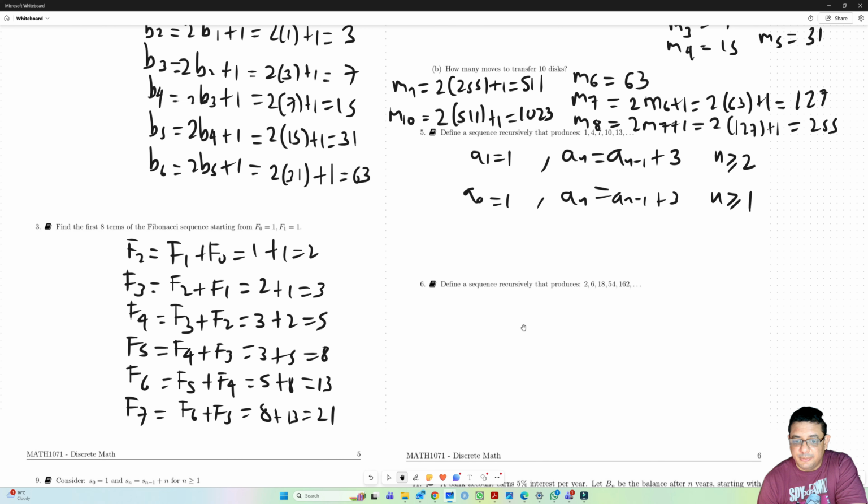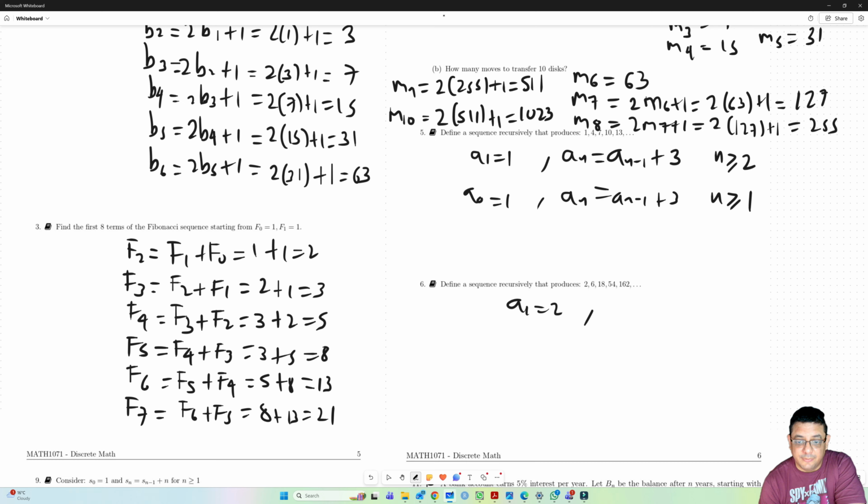Now, we want to do something similar, define the same kind of recursive sequence that produces 2, 6, 18, 54, 162. So this one is a little bit more complex, but notice that A1 is going to be 2. And so we now can see that the next one is the one that we had before, but multiplied by 3. 2 times 3 is 6. 6 times 3 is 18. 18 times 3 is 54. And 54 times 3 is 162.